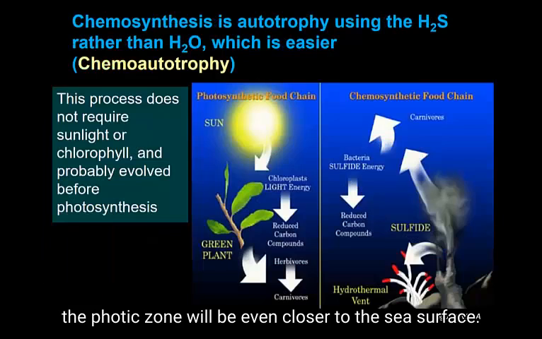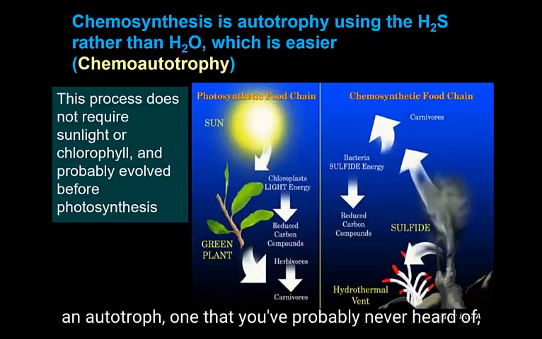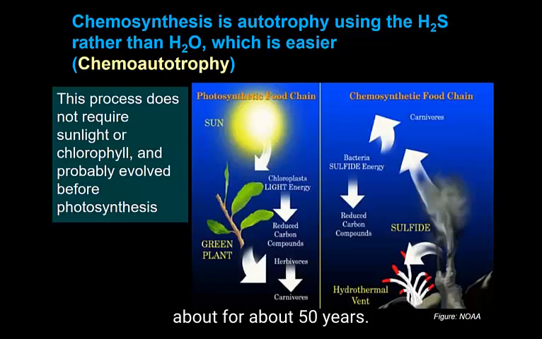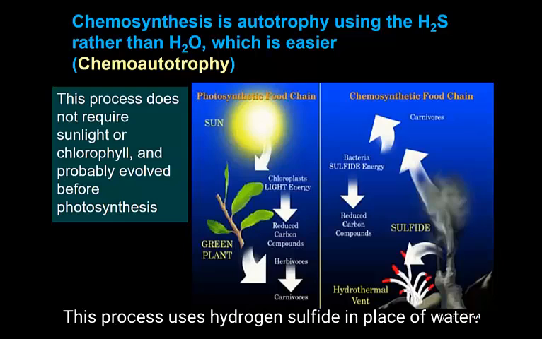But there's another possibility for being an autotroph, one that you've probably never heard of, and one that scientists have only known about for about 50 years. This is called chemoautotrophy. This process uses hydrogen sulfide in place of water.